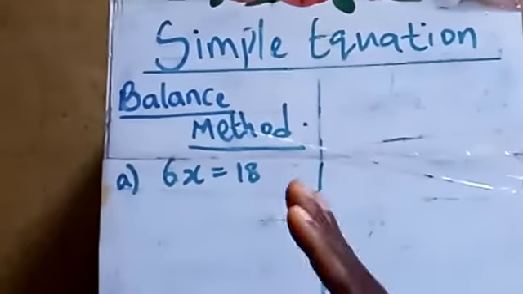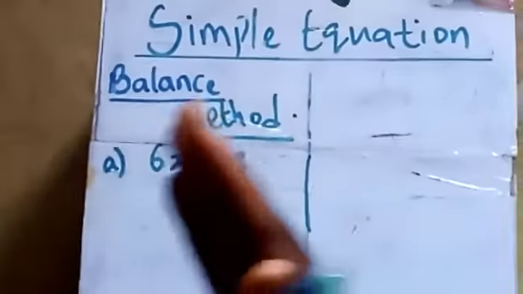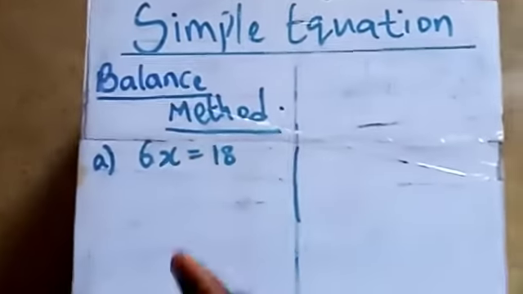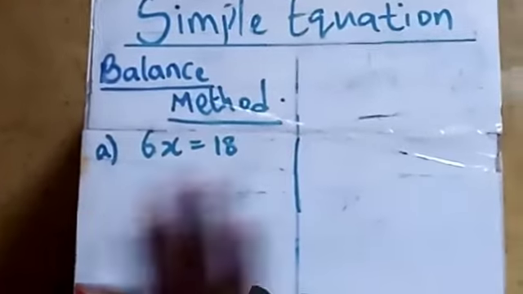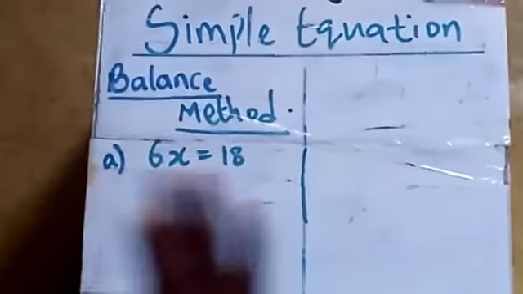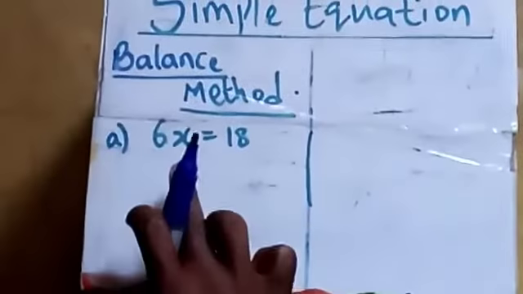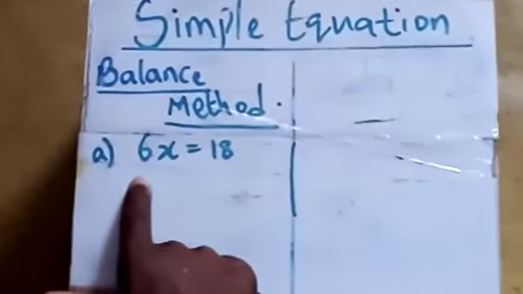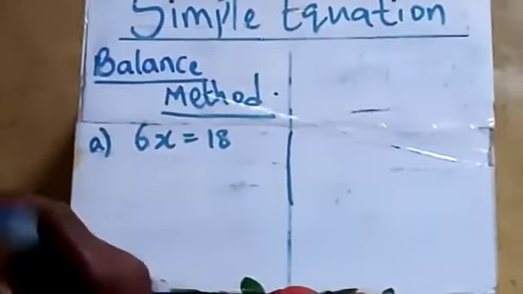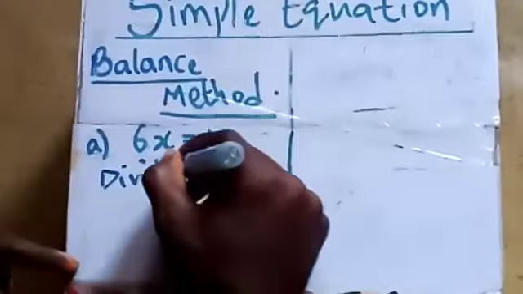And again, when you are solving simple equation by the balance method, whatever you are doing to one side, you do exactly the same thing to the other side of the equation. With that, you will have a smooth working, and then you have the right answer. To find the value of x, you have to find a way of removing what is attached to x, which is 6. How do we do that? We divide both sides by 6.